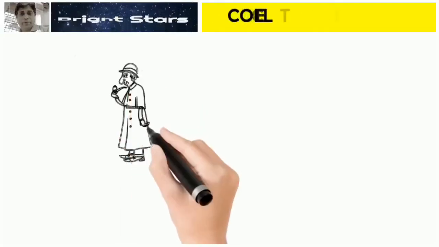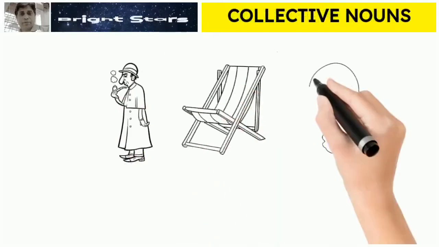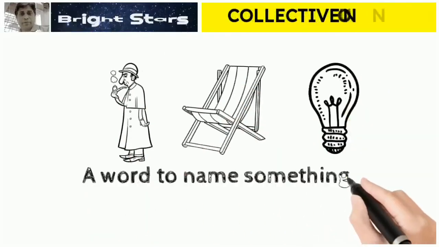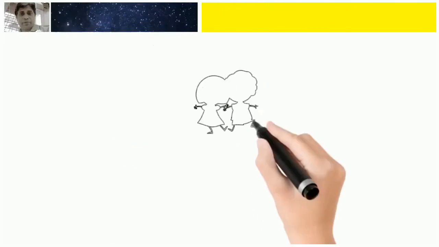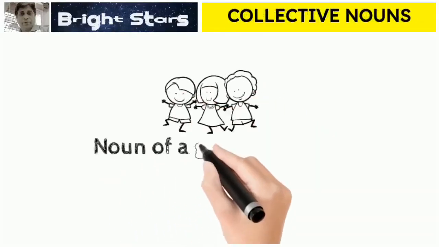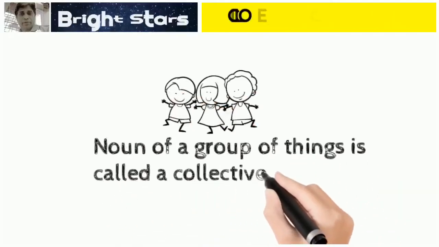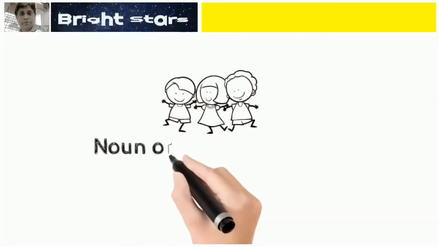A word that is used to name something is called a noun. A word to name something is called a noun. A noun of a group of things is called a collective noun.